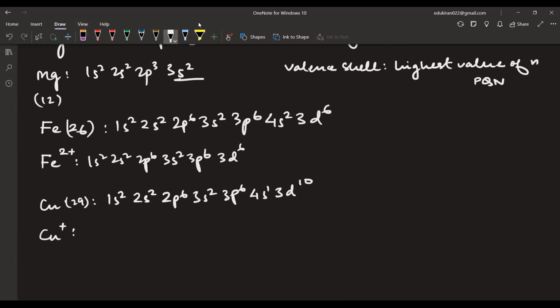So copper plus 1. Where should I remove the electron from? Tell me. Iram, where should I remove the electron from? 4s. Very good. You just remove this one electron and write everything as it is: 1s2, 2s2, 2p6, 3s2, 3p6, 3d10. Okay. Fahad, Aisha, what about you guys?